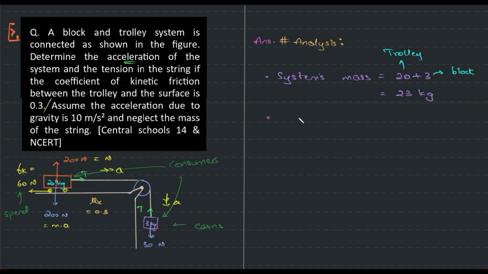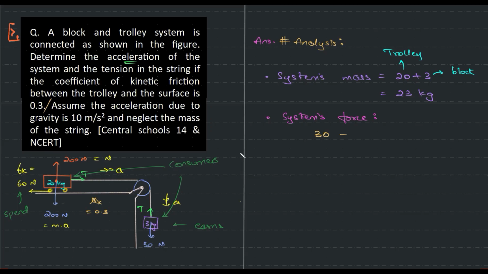Now we have the system's force. So we have 30 minus, just a second. So 3 kg, what did I miss? 0.3 times 20, 60. Technically, the question is not wrong.